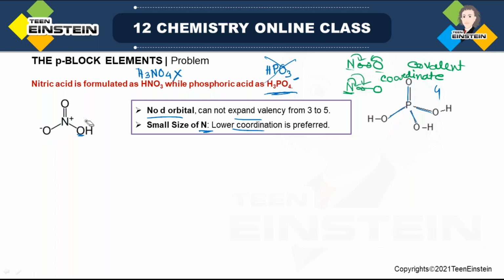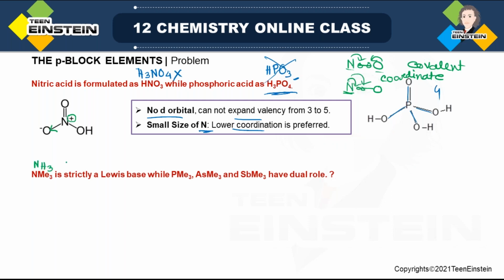So is it clear what is the difference between coordinate bond and covalent bond? So this is a coordinate bond. Okay, and as nitrogen has already given its 2 electrons, that is the reason it is carrying positive charge. Next question is NMe3, which is a derivative of ammonia. Just replace all the hydrogens with 3 methyl groups. Now it will be NMe3, that is trimethylamine.